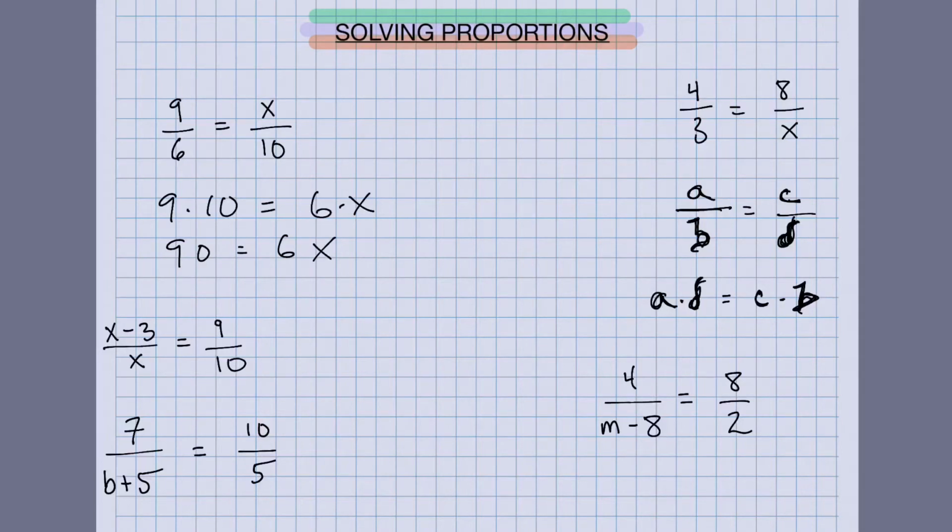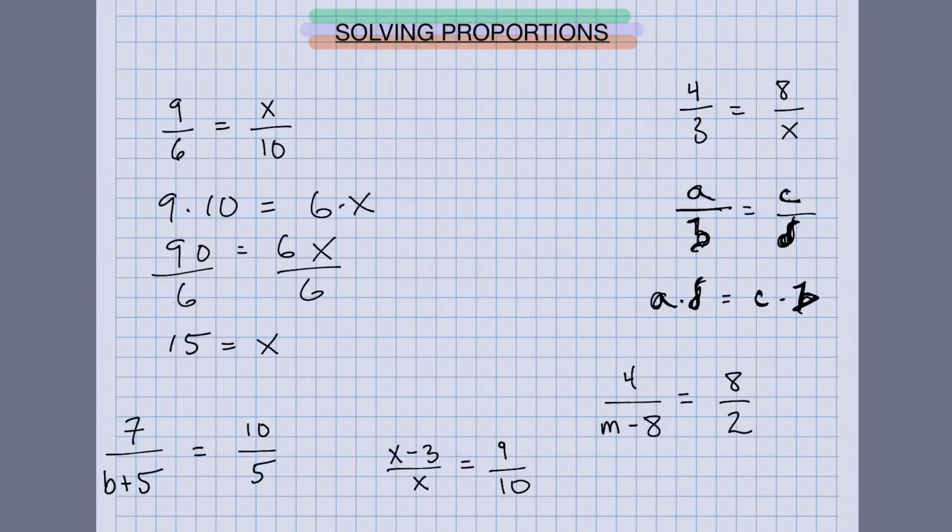Okay, to get x by itself, what do we have to do? We have to divide both sides by 6. So divide this side by 6, divide this side by 6. So we get 15 equals x. Okay, here's our answer for the first problem. X equals 15. Okay, once again, here's the key. This is what I would write down, this little key to proportions. This is the rule. This is the algebraic rule that you're going to be using for proportions. Okay, there's the first problem.